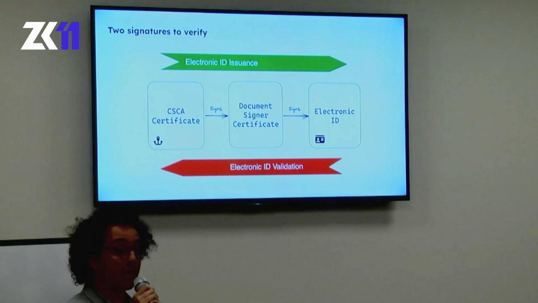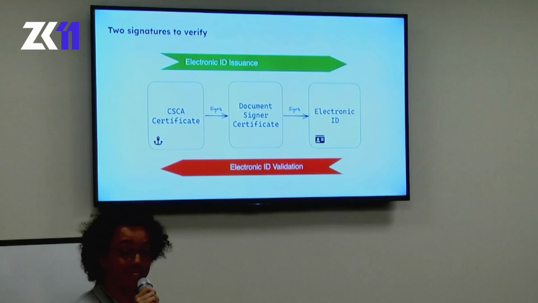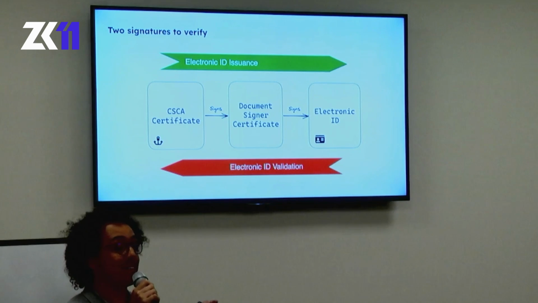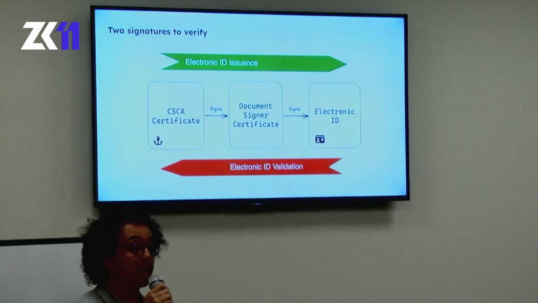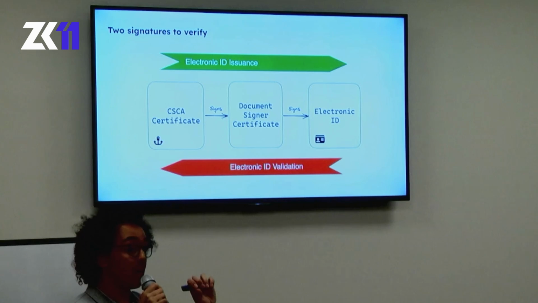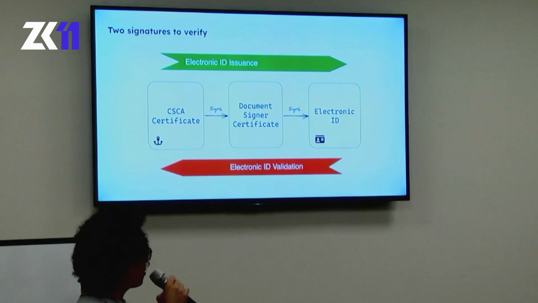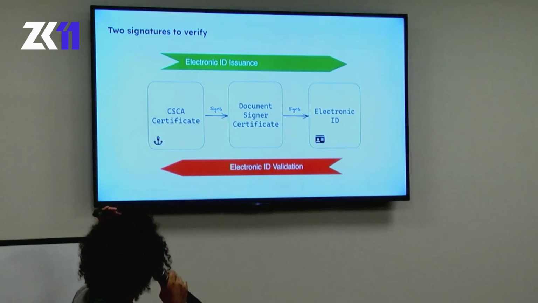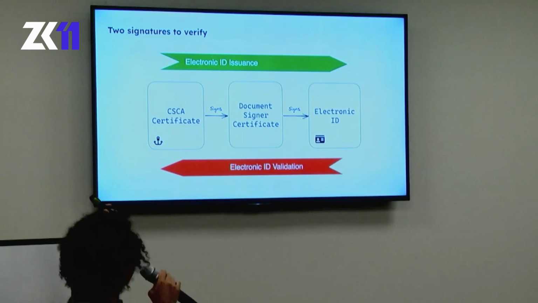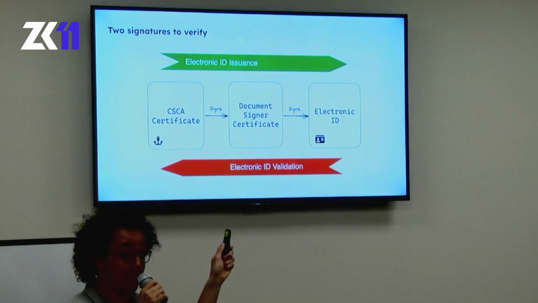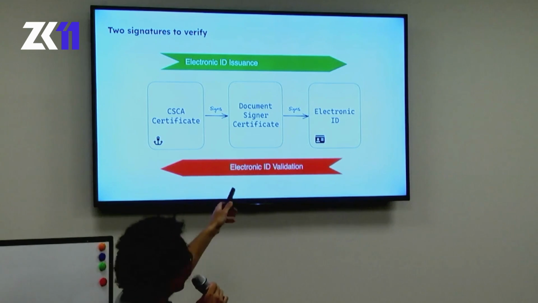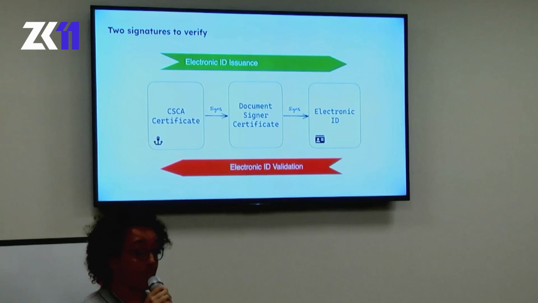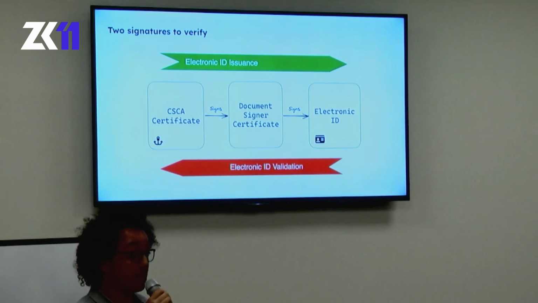So who's familiar with X509 certificates here? All right. Those are the same kind of certificates used in SSL. Essentially, it contains some information about the authority that generated the certificate, and the public key corresponding to the private key that was used for generating the signature. In this case, you have two certificates, the document signer certificate and the country signing certificate, CSCA, that are X509 certificates. The first one, the document signer certificate, signs the data of the passport. So you have a signature over the data of the passport, so you can check that the data has not been tampered with by checking it against the public key.